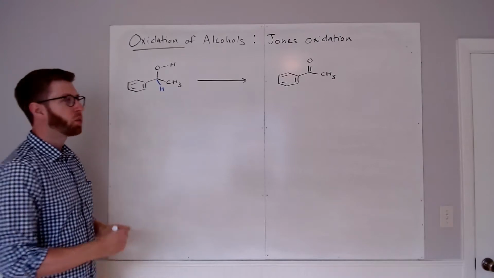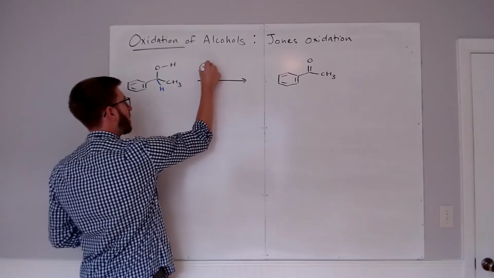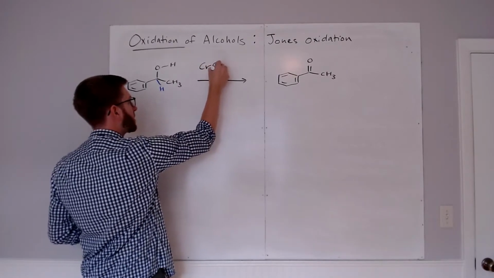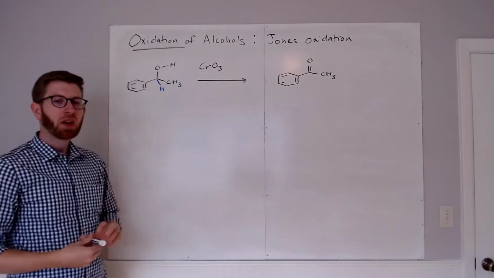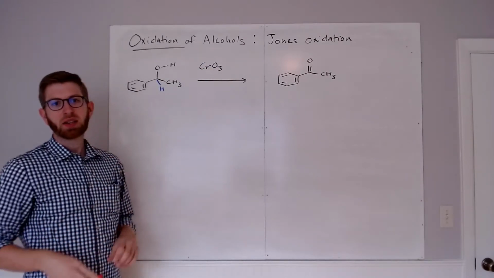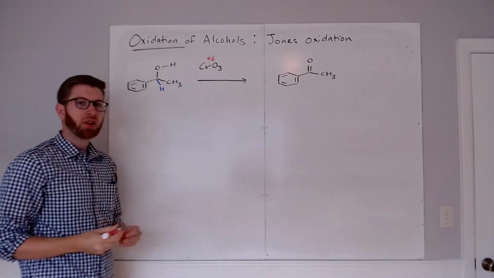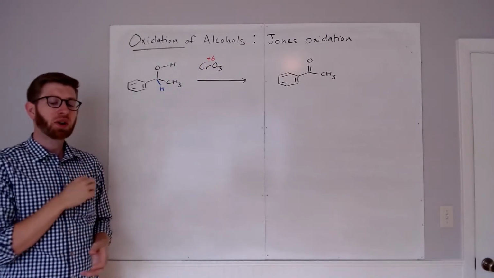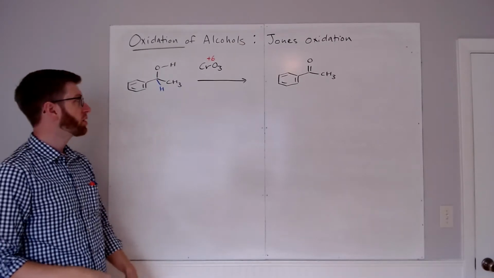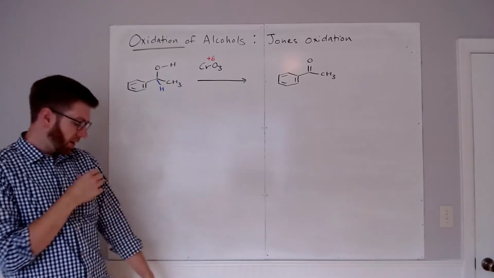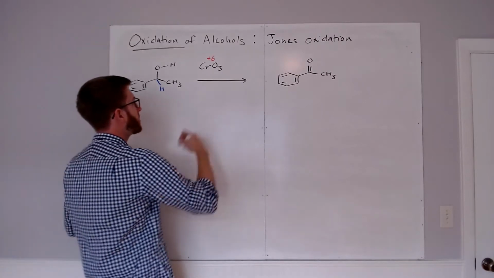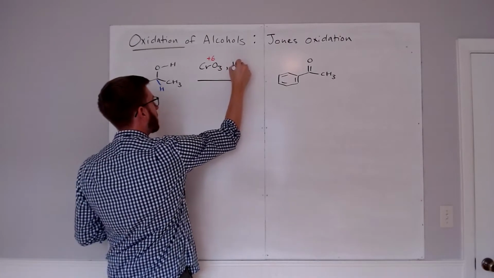So we'll look at a specific Jones oxidation reaction here. And we mix this with some chromium, CrO3. So this is chromium trioxide. And we know from our oxidation state rules that this is chromium at the +6 oxidation level. So this is our strategy of using a very highly positively charged transition metal as our oxidizing agent. The other reagents that are involved here are water.